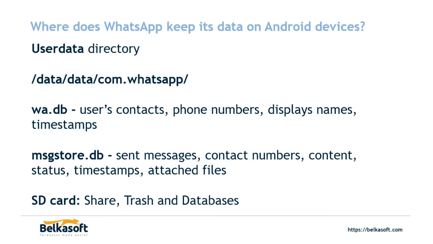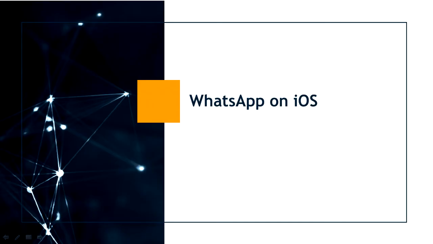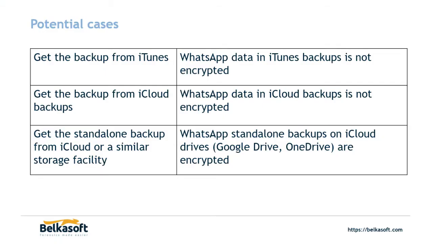Let's go further with WhatsApp on iOS. There are also three potential cases for WhatsApp on iOS that will be reviewed during this webinar. The first potential case is to get the backup from iTunes. The easiest method to access WhatsApp conversations on iPhones is to acquire and analyze the backup from iTunes. The WhatsApp data in such backups are not encrypted. If a password was set, you will have to identify and enter the password.